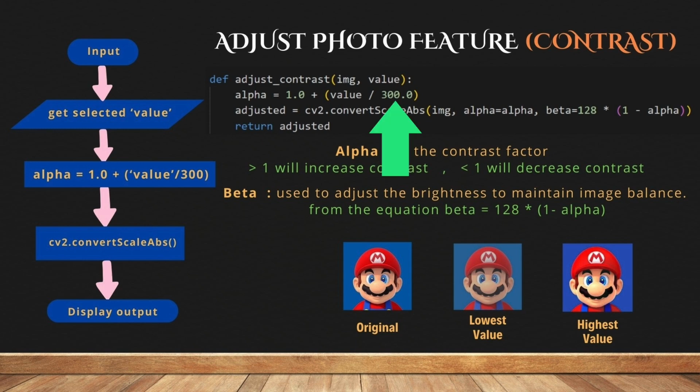In this value 300, if we change 300 to 100, the effect of the contrast adjustment becomes stronger, meaning a small change in value will create a bigger difference in contrast. You can see the result of increasing contrast and decreasing contrast here.